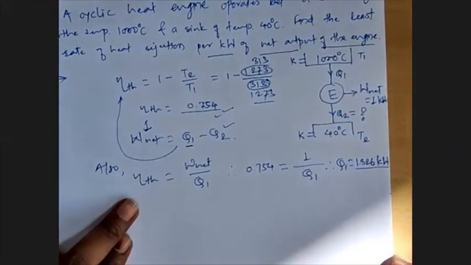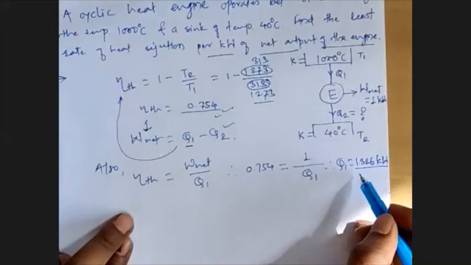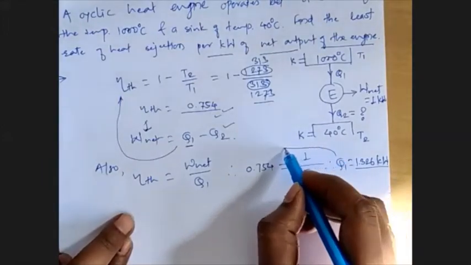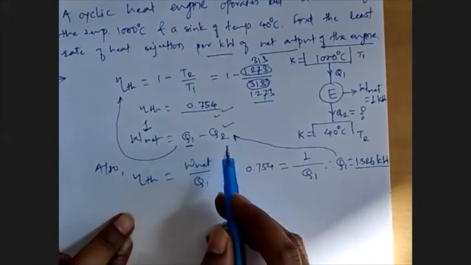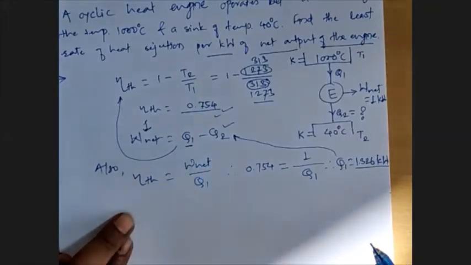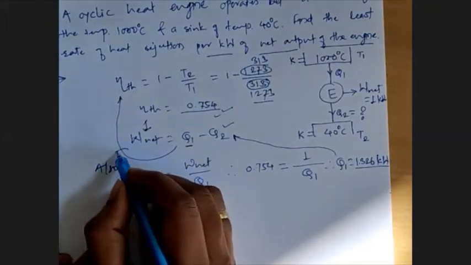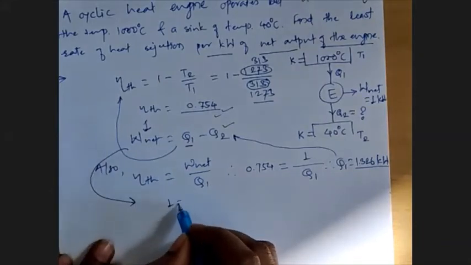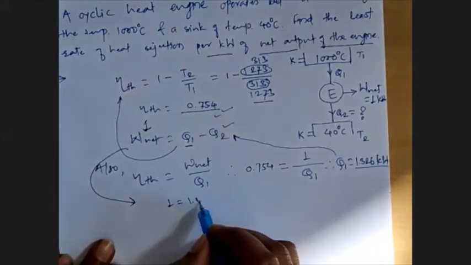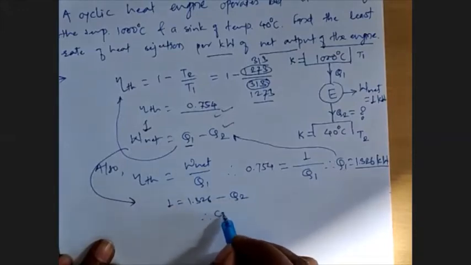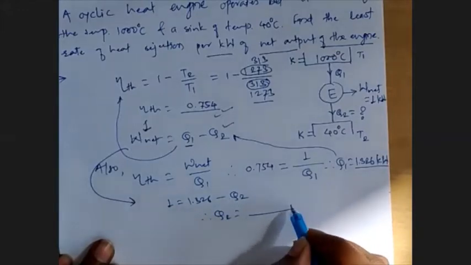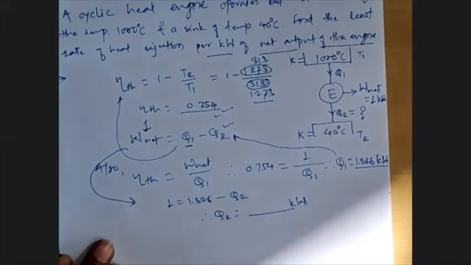1.326. Okay, so that is Q1. Now put this value in this equation, that is W net is equal to Q1 minus Q2, and find the value of Q2. So from here, 1 is equal to 1.326 minus Q2. Therefore, Q2 is equal to kilowatt.